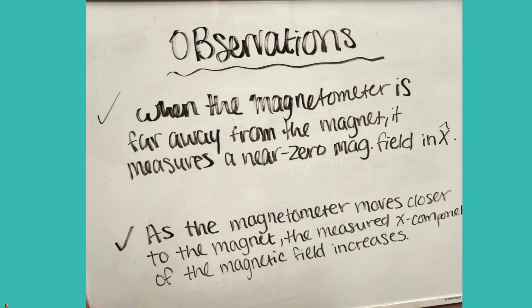So, key observations from the experiment: I did notice that as the magnetometer was closer to the magnet, the component of the magnetic field increased, and as it moved far away, it approached zero.